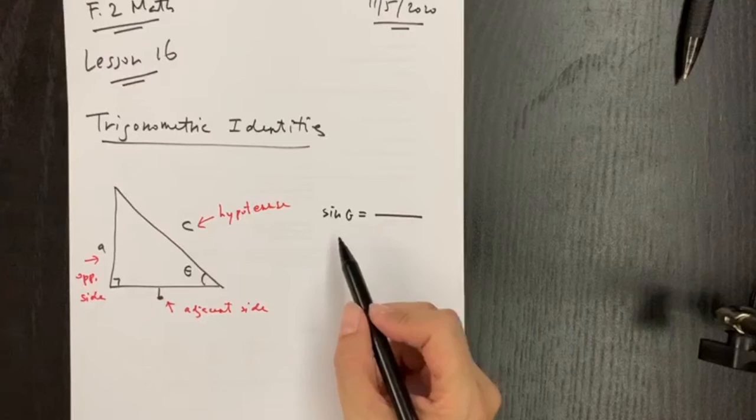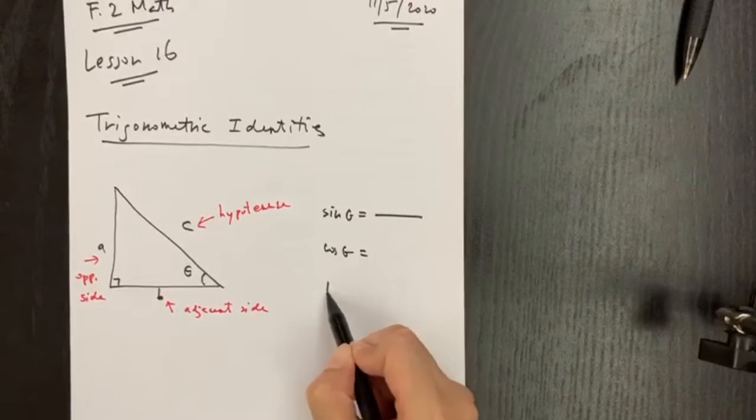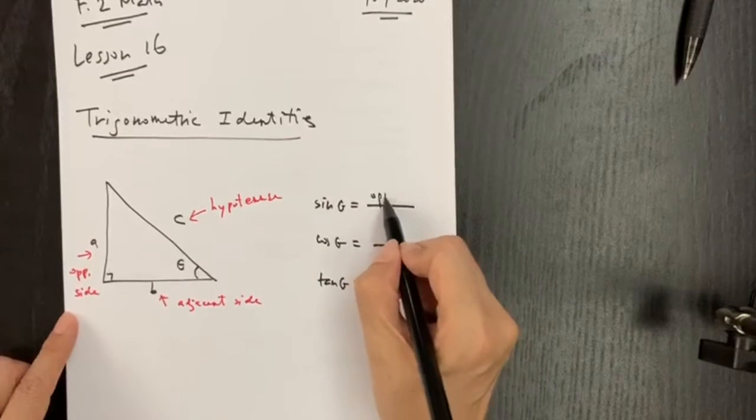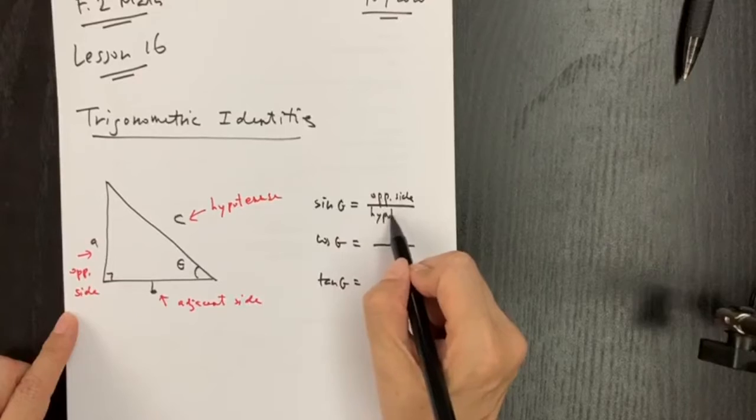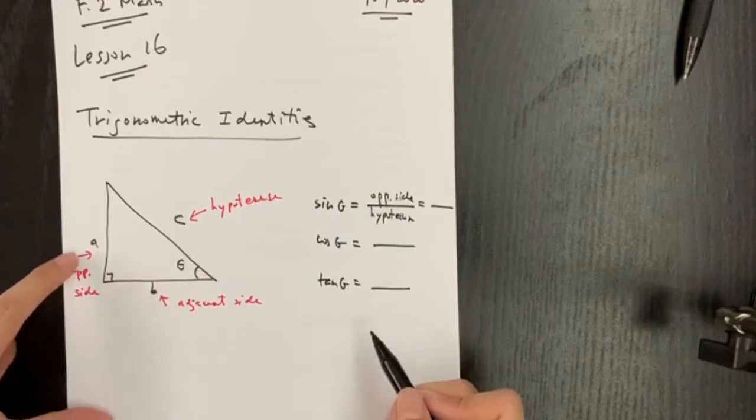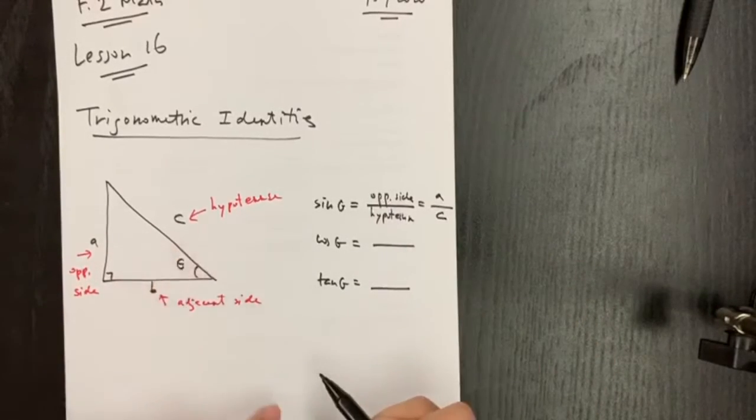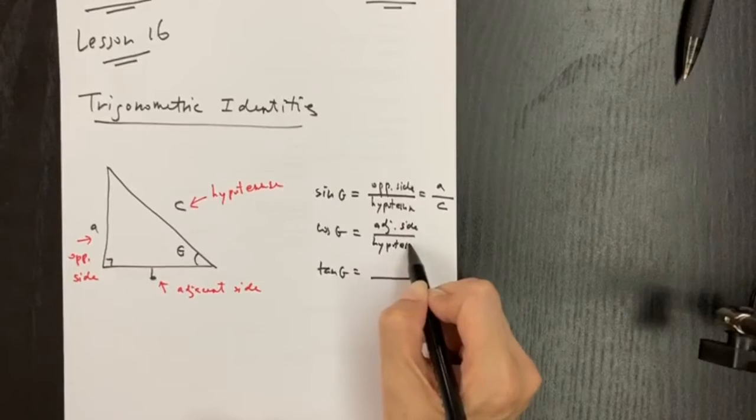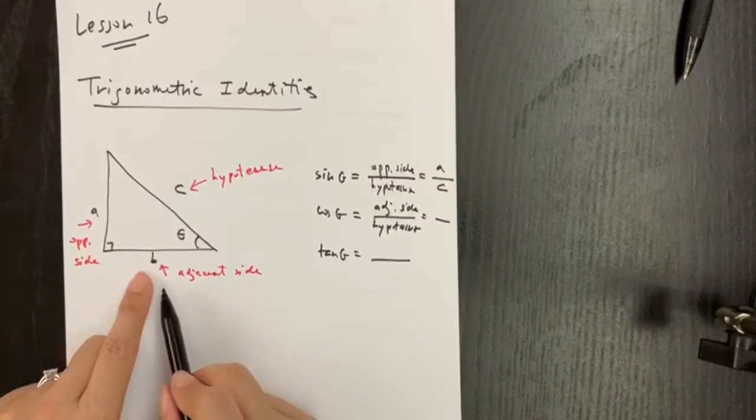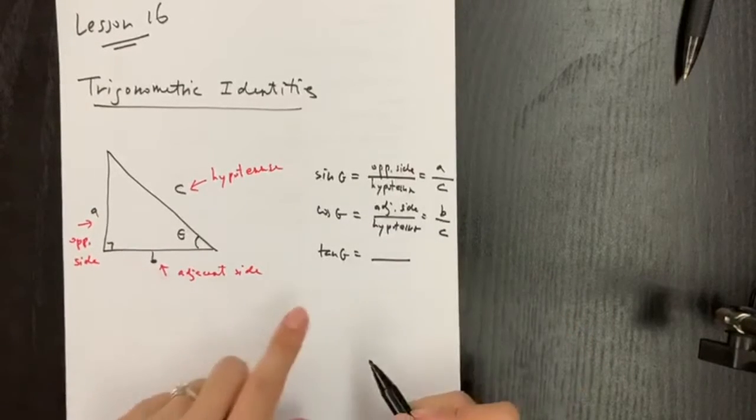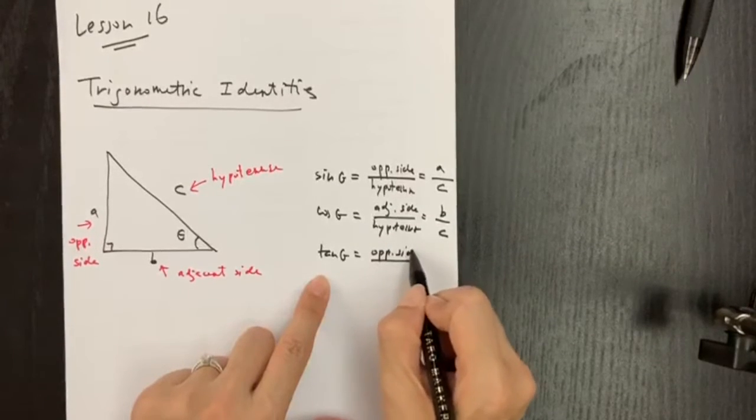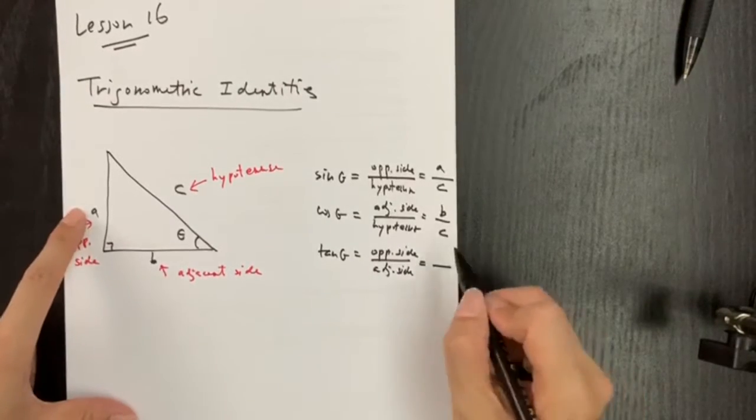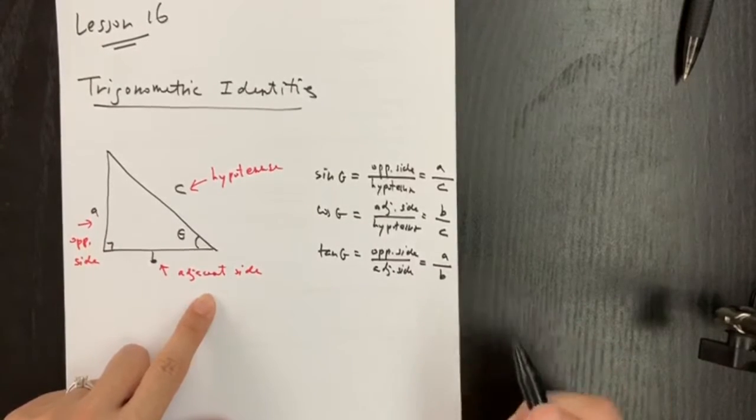Okay, so let us do revision first on sine theta, cosine theta, and tangent theta. Sine theta is equal to the opposite side divided by the hypotenuse, so the opposite side is A and C is the hypotenuse. The cosine formula is the adjacent side over the hypotenuse, so adjacent side is B and hypotenuse is C. The tangent formula is opposite side over adjacent side, so A over B. We have learned that before.